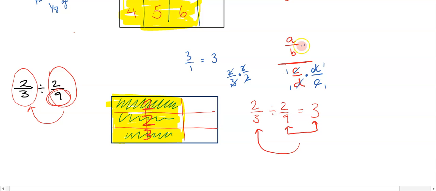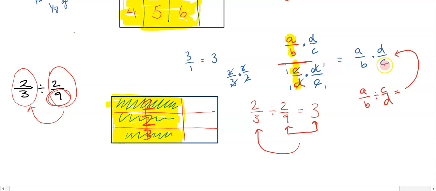So whatever you do to the bottom, right? If I multiply by D over C, I have to multiply by D over C on the top as well. So this is going to give me A over B multiplied by D over C all over 1, which I don't need to write. So what the mathematicians said is, okay, well, whenever you're dividing, like A over B divided by C over D, that's the same thing as writing it as A over B multiplied by its reciprocal. So that's the rule that we like to use and that most people have incorporated.